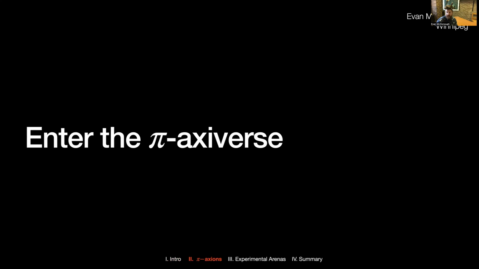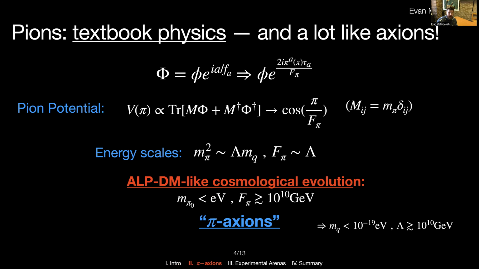But now I want to shift gears and talk about the π-Axiverse. Now, pions, I'd like to remind everyone, are at this point in time textbook physics. And in fact, if you look at the textbook sections on this, it's a lot like axions. Whereas the usual axion is to take a complex scalar and the axion is the phase, here, let me just promote this phase to be a sum over pions and the chiral symmetry generators. So for example, in a dark QCD with N_F flavors, these are the generators of SU(N_F).